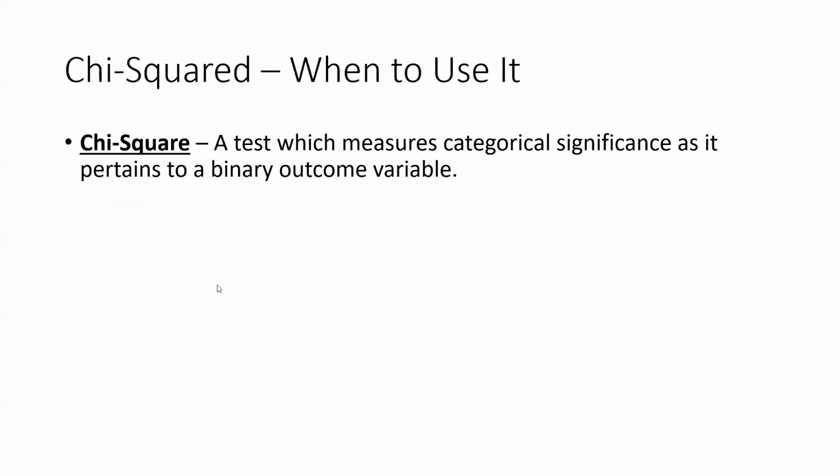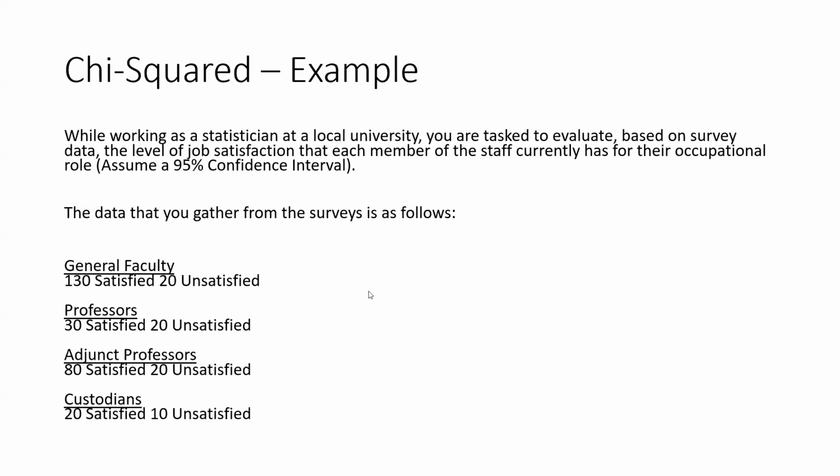And finally, well, actually, we have one more after this, which is the multiple regression analysis, but not last, and certainly important, is the chi-square. Chi is chi. Don't say chi, please. Don't ever say chi. We're somewhere in the internet ether. I'll cry a single solitary tear. All right. Chi-square is a test which measures categorical significance as it pertains to a binary outcome variable. Important stuff. We'll talk about it in later lectures.